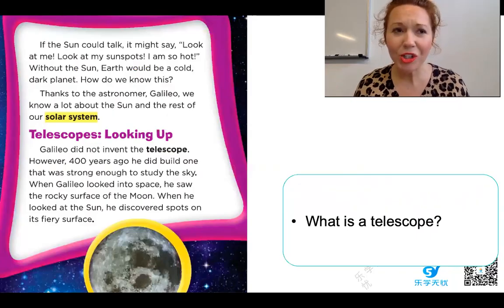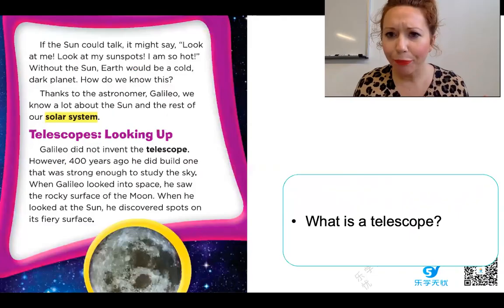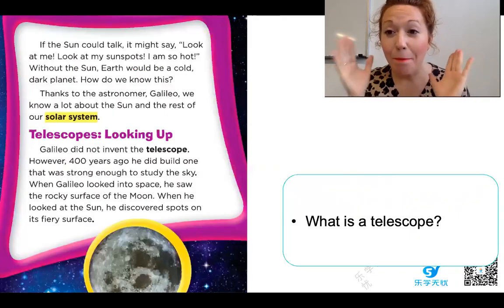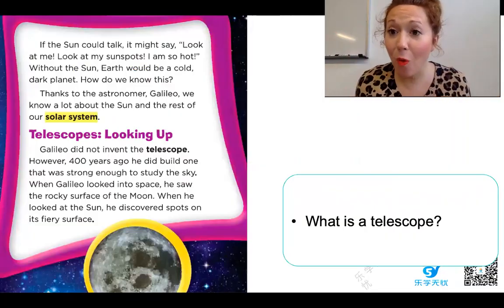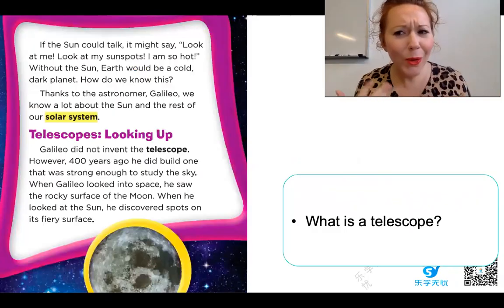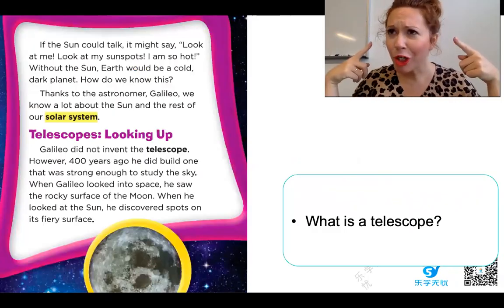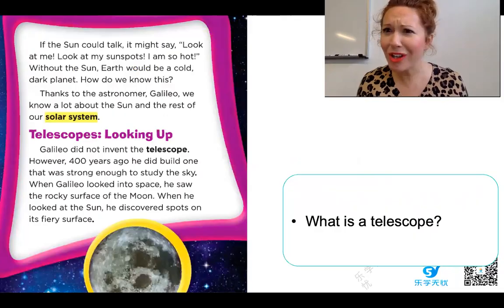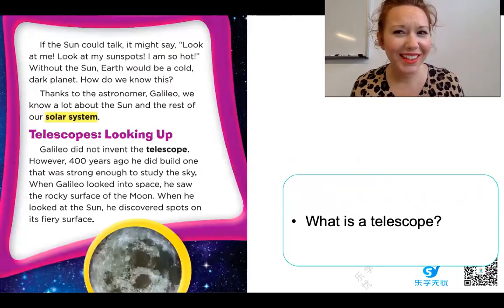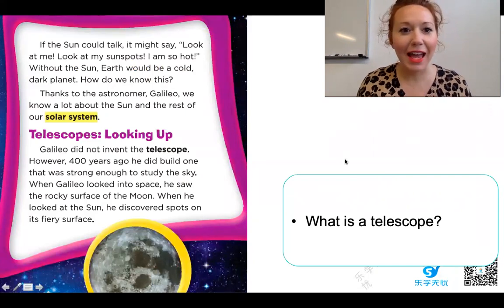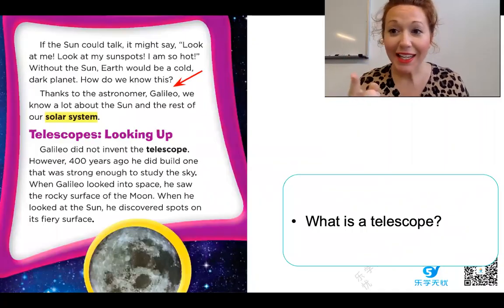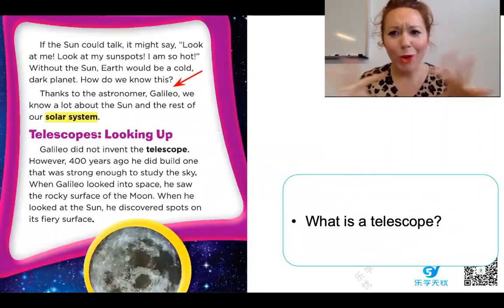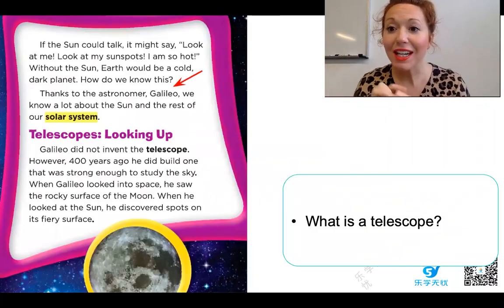Okay, so first my question is, what's a telescope? Okay, so it's like a big magnifying glass that allows me to see things that are very, very far away. Now, who was smart enough to build a telescope that actually could see the moon? Okay, so that is this guy, Galileo. And what is Galileo's job? He is an astronomer. Very good. So he studies the universe. He studies the solar system.